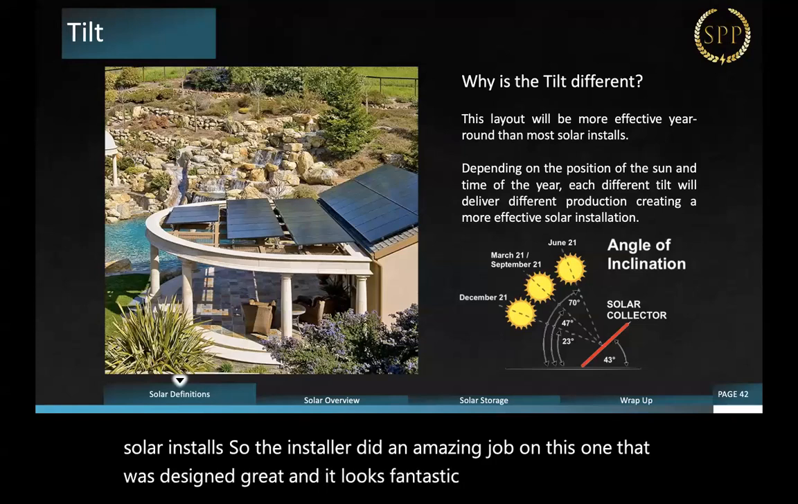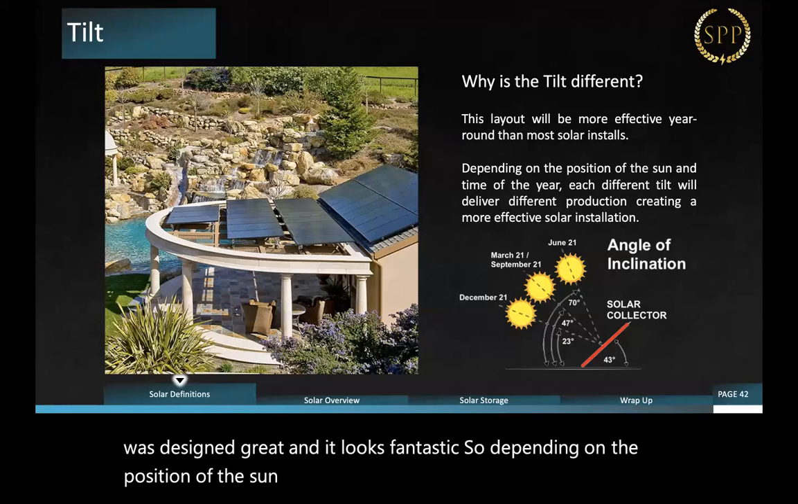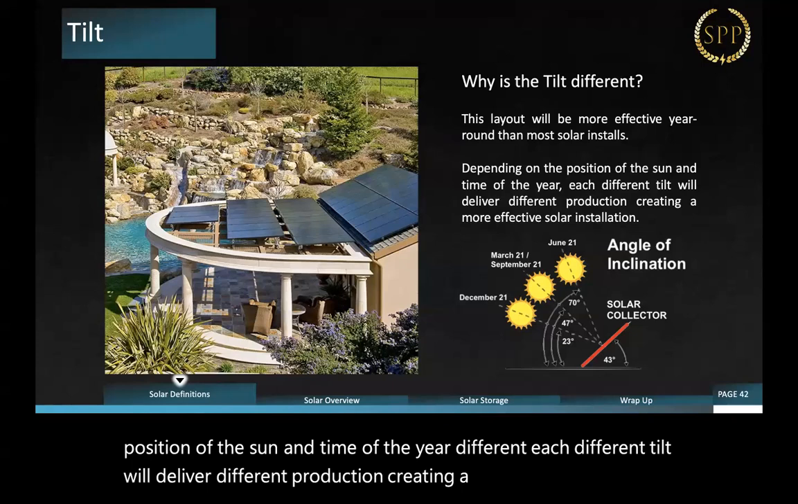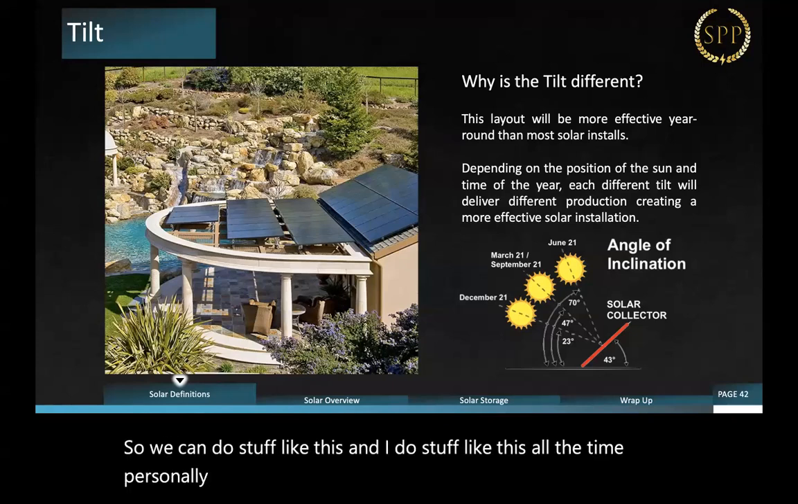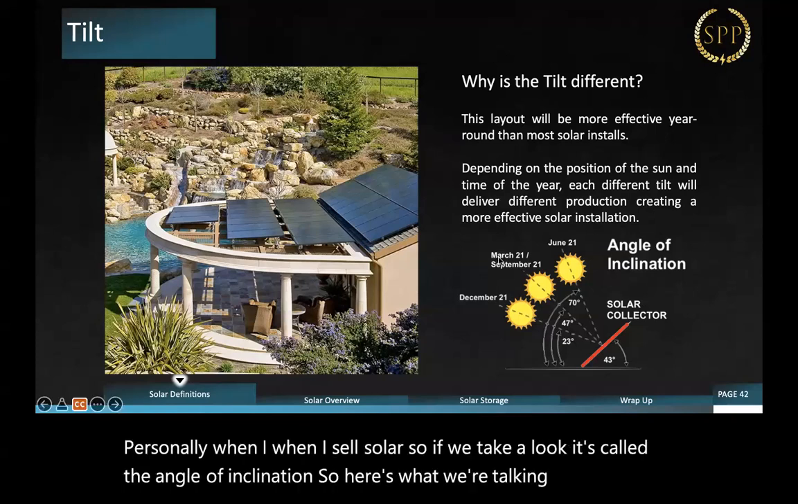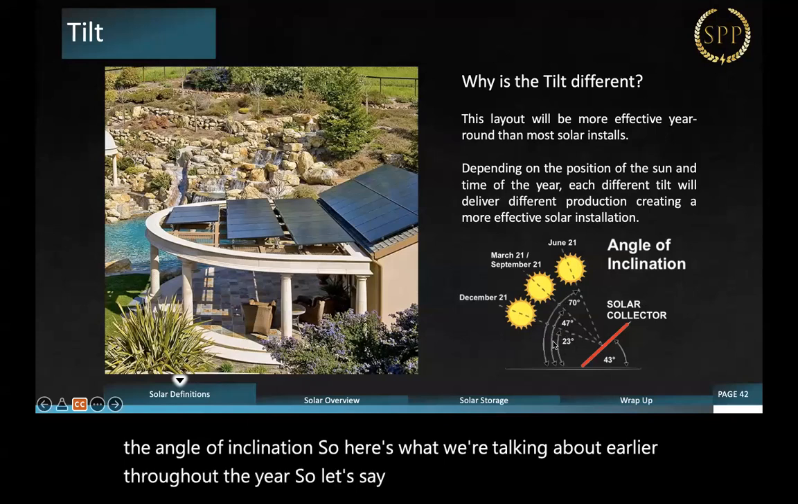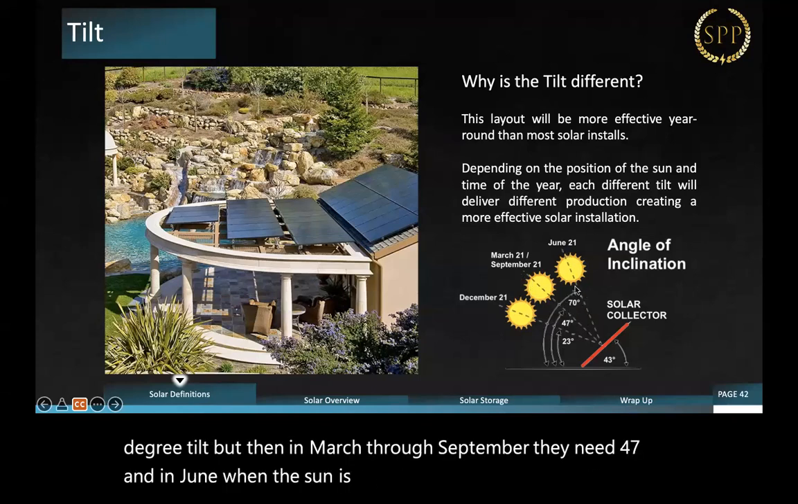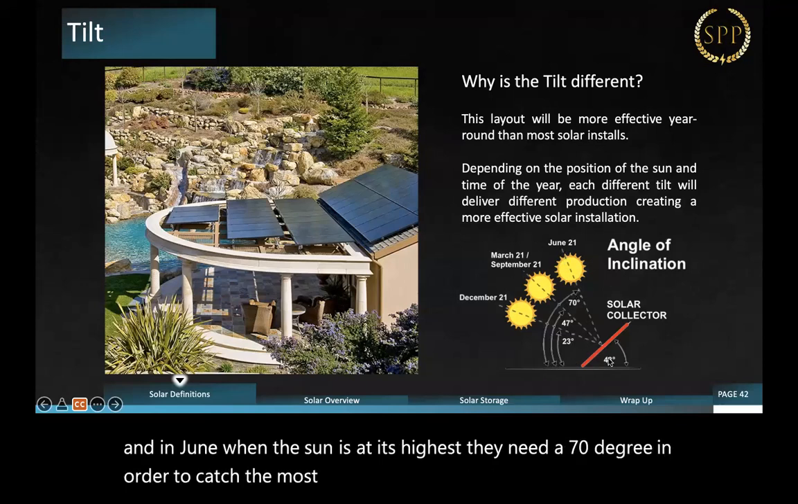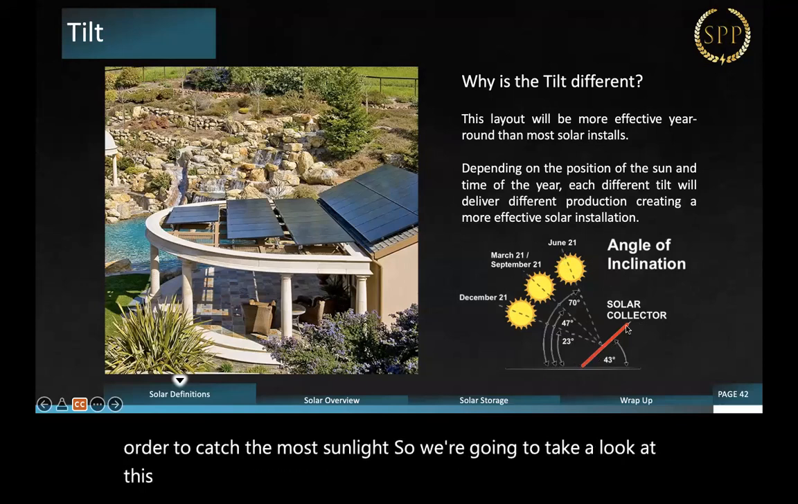Depending on the position of the sun and time of the year, each different tilt will deliver different production, creating a more effective solar installation. We can do stuff like this, and I do stuff like this all the time personally when I sell solar. It's called the angle of inclination. So here's what we were talking about earlier throughout the year. Let's say in December, they need a 23-degree tilt, but then in March through September, they need 47. And in June, when the sun's at its highest, they need a 70-degree tilt in order to catch the most sunlight. So we're going to say, okay, 43 degrees is going to be the optimal throughout the year to be able to collect all that sunlight.